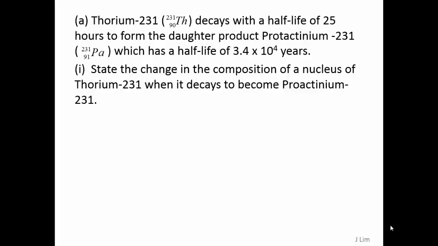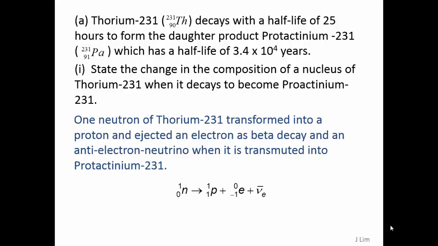Thorium-231 decays with a half-life of 25 hours to form the daughter product protactinium-231, which has a half-life of 3.4 times 10 to the power 4 years. State the change in the composition of a nucleus of thorium-231 when it decays to become protactinium-231. One neutron of thorium-231 is transformed into a proton and ejects an electron as beta decay and an anti-electron neutrino when it is transmuted into protactinium-231.